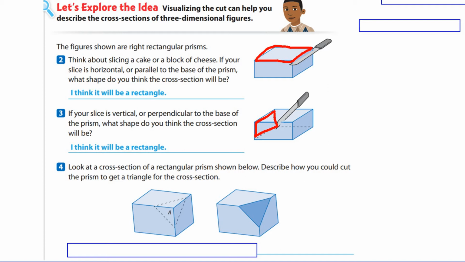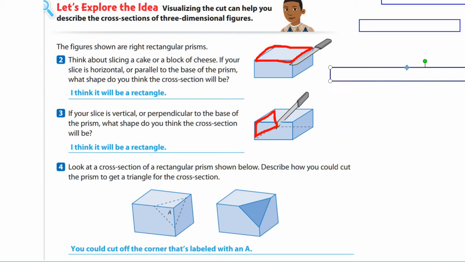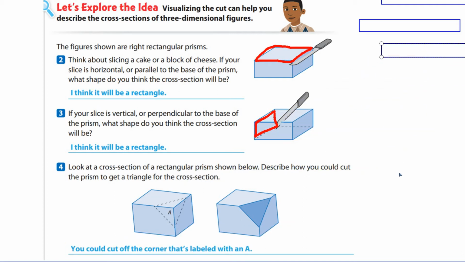Look at the cross section of a rectangular prism shown below. Describe how you could cut the prism to get a triangle for the cross section. Well, you can cut off the corner that's labeled with A, just like here. Cut this off, right? I can't draw the knife, but imagine that's the knife and you just slice it, right? Okay, so hopefully you guys can see that.